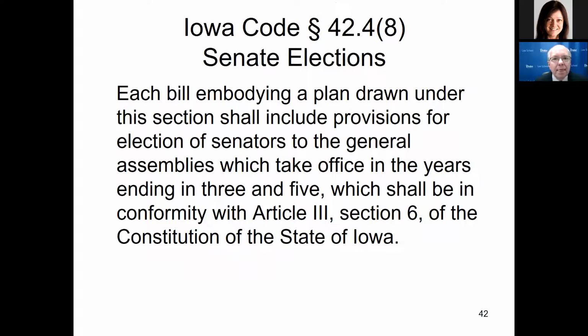One final thing, which is not a line drawing requirement per se, is that Iowa Code does provide for the mechanism of dealing with Senate elections. As noted in the Constitution, one of the requirements is that you should try and classify Senate districts so far as possible, so that half the Senate is only up every 2 years. And so Iowa law provides that each bill embodying a plan drawn under this section shall include provisions for election of senators to the General Assembly, which would take effect in the years ending in 3 and 5.